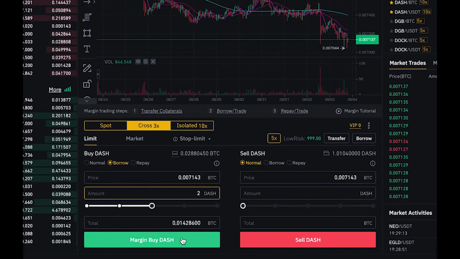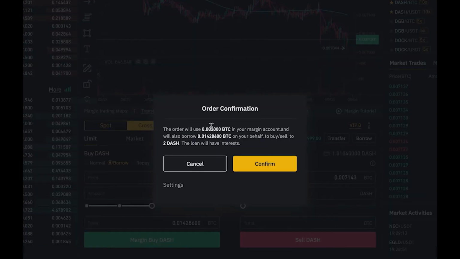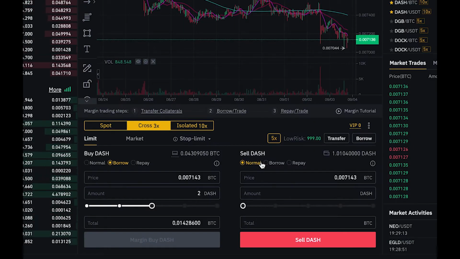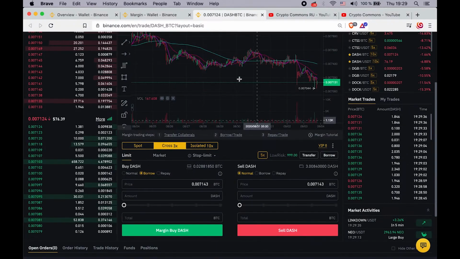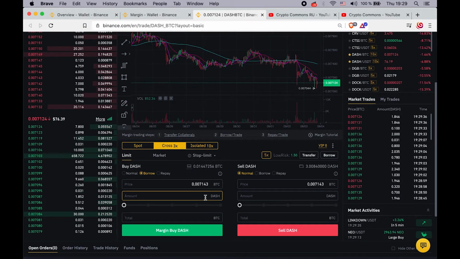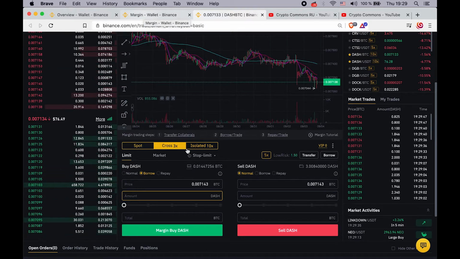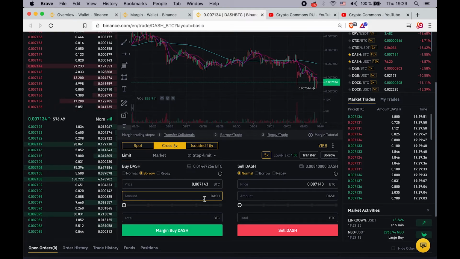Here is order confirmation. Exchange asks if we really want to buy with margin. We say yes, confirm. And here we are. Now we have 3 Dash on balance, as you see. So now we are holding position of 3 Dash with collateral real asset for only 1 Dash on our margin account. So now we need Dash to increase its value, pump a little bit, so we can sell it higher and return debt to the exchange.